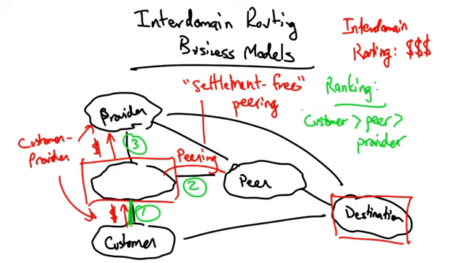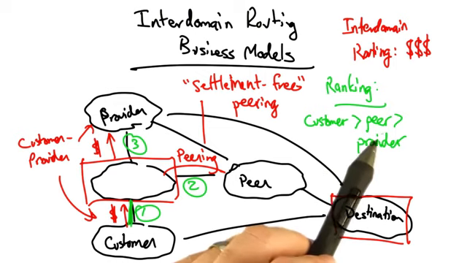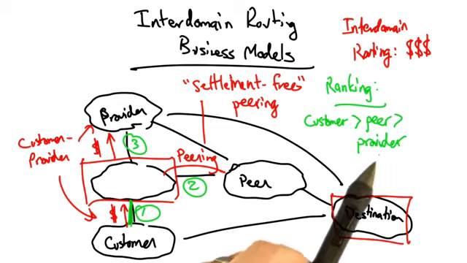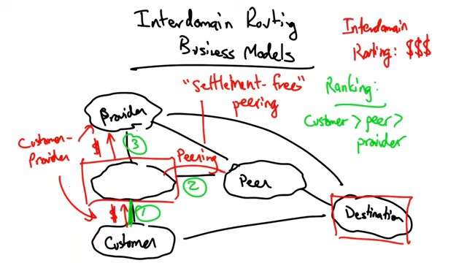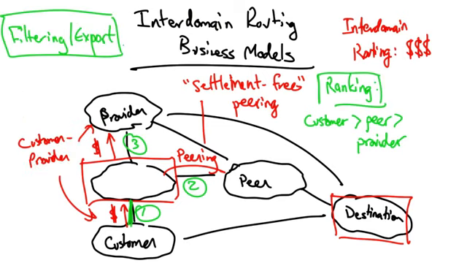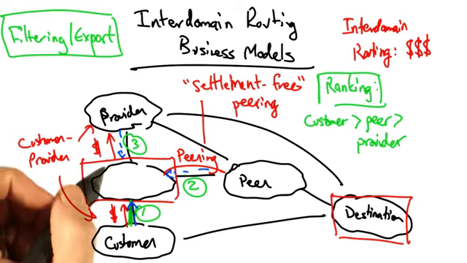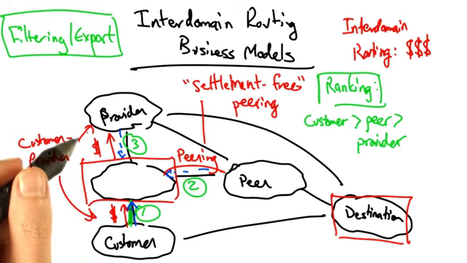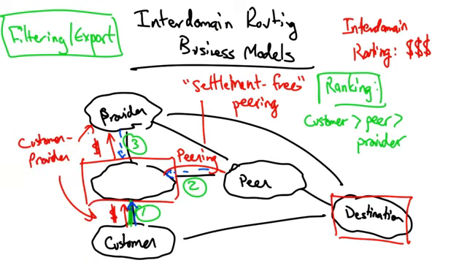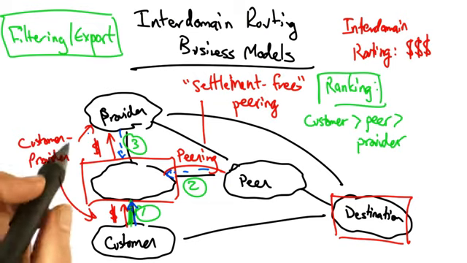This leads to the basic rules of preference in interdomain routing, where customer routes are preferred over peer routes, which are in turn preferred over provider routes. The other consideration that an AS has to make is filtering or export decisions. In other words, given that an AS learns a route from its neighbor, to whom should it re-advertise that route?